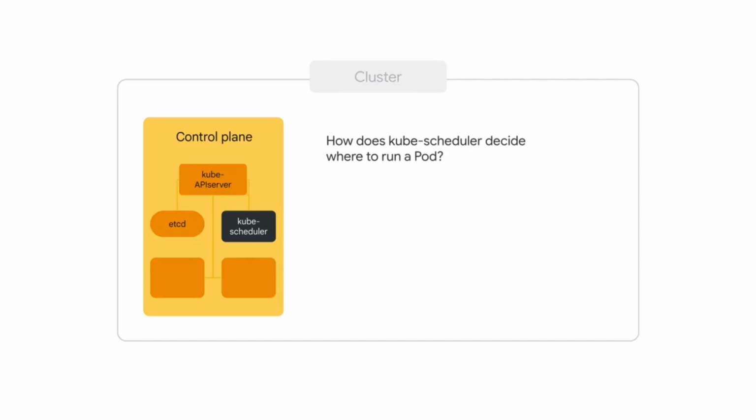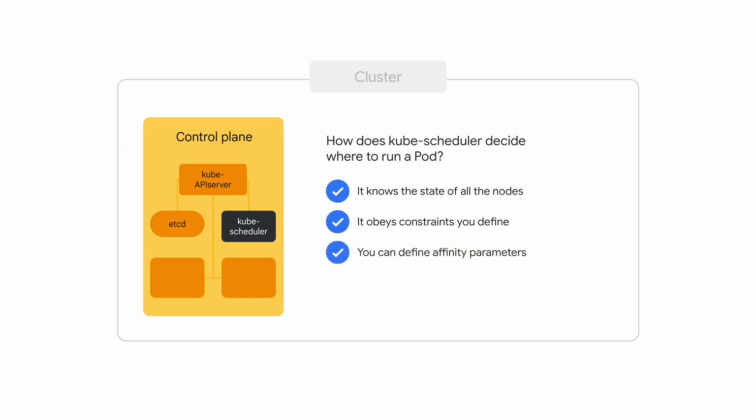How does kubescheduler decide where to run a pod? It knows the state of all the nodes, and also obeys constraints you define regarding where a pod can run, considering hardware, software, and policy details. For example, you might specify that a certain pod is only allowed to run on nodes with a specific amount of memory. You can also define affinity parameters, which specify when groups of pods should run on the same node. Alternatively, you can define anti-affinity parameters, which ensure that pods do not run on the same node.